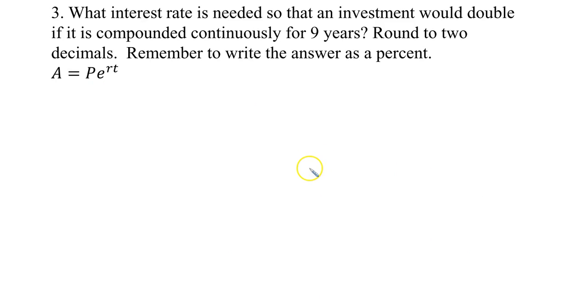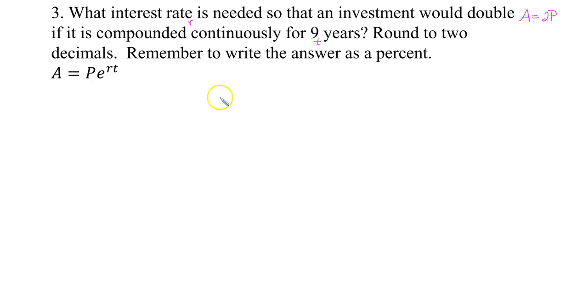This is a very similar problem, but it has two little pieces in it that I want you to see and pay close attention to. The first part is it's asking for the interest rate, so we are actually trying to solve for R in the problem. What interest rate is needed for an investment to double if it is compounded continuously for 9 years? So we know what T is. What we don't know is A and P. But if my final amount is doubled, then A is equal to 2 times P.